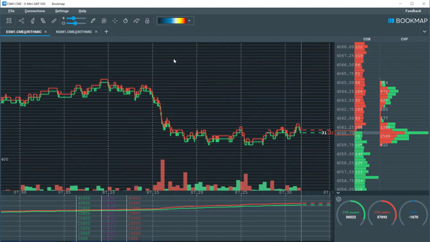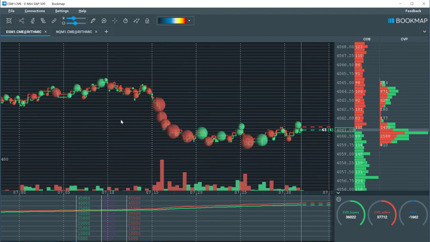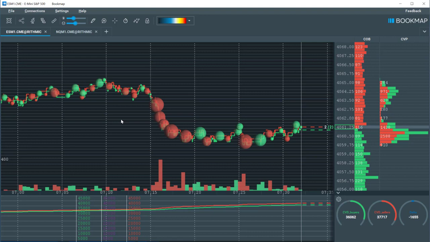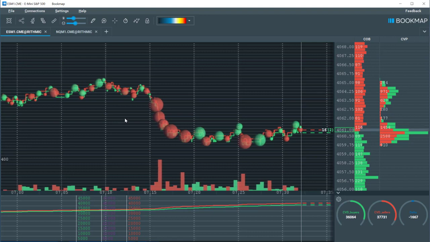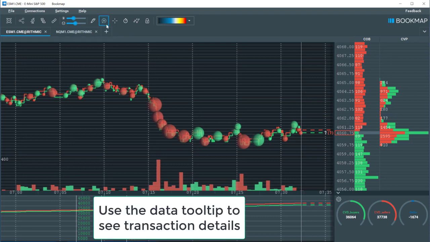Let's turn on the volume dots. Now we are looking at where volume is transacted on the historical best bid and offer. The dots represent aggressive market orders. They are classified as aggressive because they hit the market buy or sell button and take liquidity off the market. The red dots represent market sell orders, and the green dots represent market buy orders. The larger the dot, the more volume took place at that specific price and time.